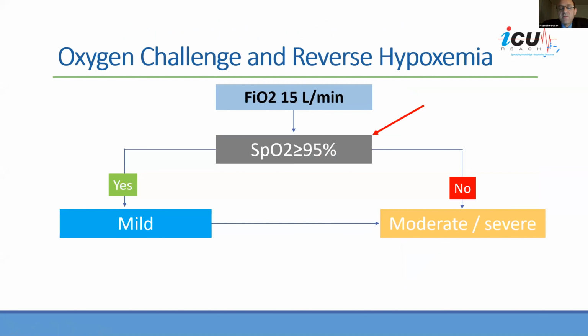This is very basic in lung physiology. We put the patient on 15 liters per minute and we look for the SpO2. If the SpO2 increased more than 95%, that means it is a mild shunting process. If it did not go above 95%, that means it is a moderate to severe shunting process.